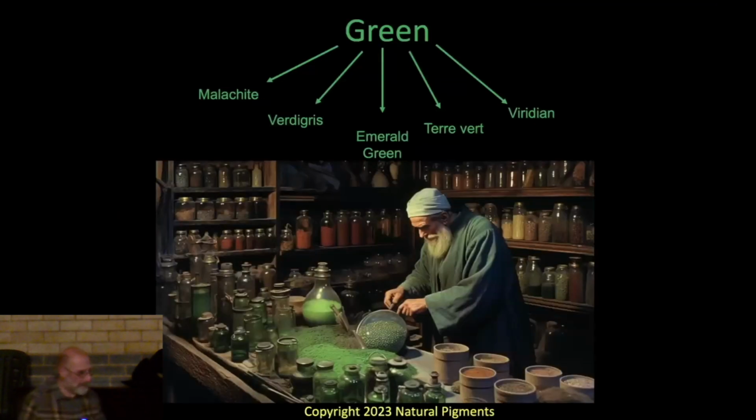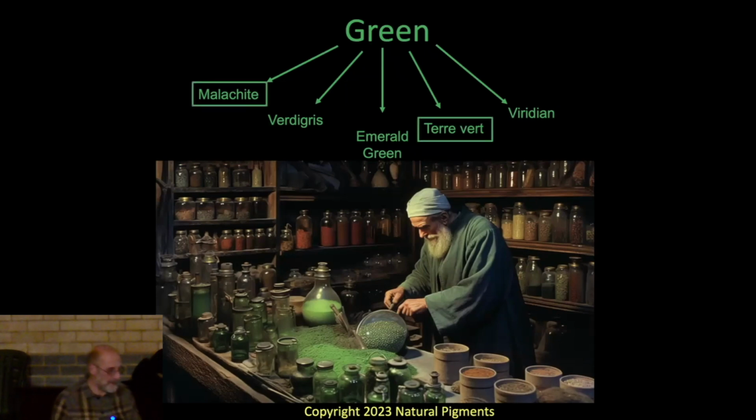Okay, on to the colour green. So a number of pigments provided this colour, but only two have got geological origins. That's malachite and what's called terre verte. Quite a vibrant green is the one named verdigris there, which of course is just basically a copper acetate.